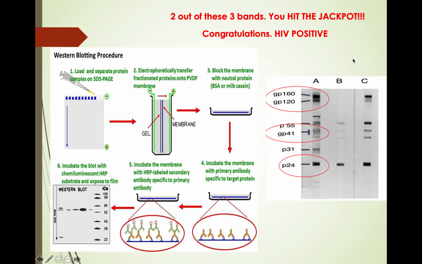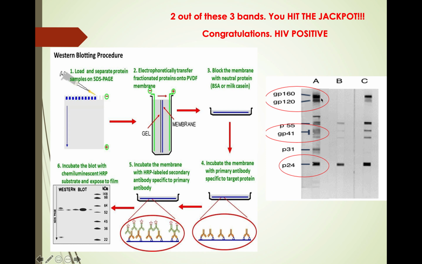So how would I know now if the patient is actually HIV positive or HIV negative? This is your Western blot. Again, this is your confirmatory test. It needs to be very specific and has a positive predictive value. So 2 out of the 3 bands, you will now hit the jackpot, and you will now be diagnosed with HIV positive.